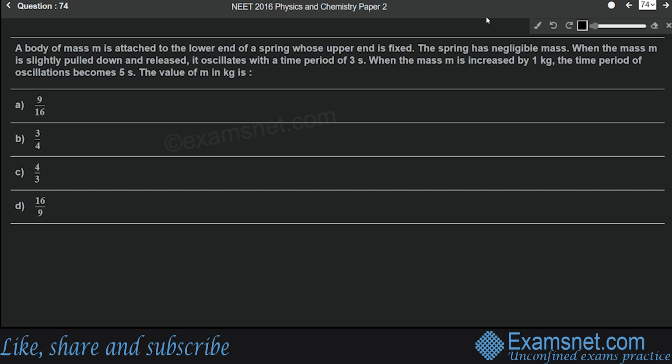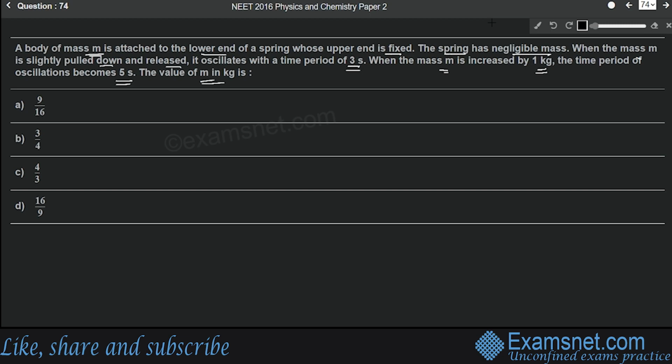Question number 74 is from the chapter Oscillations, and the question is, a body of mass m is attached to the lower end of a spring whose upper end is fixed. The spring has negligible mass. When the mass m is slightly pulled down and released, it oscillates with a time period of 3 seconds. When the mass m is increased by 1 kg, then the time period of the oscillations becomes 5 seconds. So the value of m in kg is, okay.